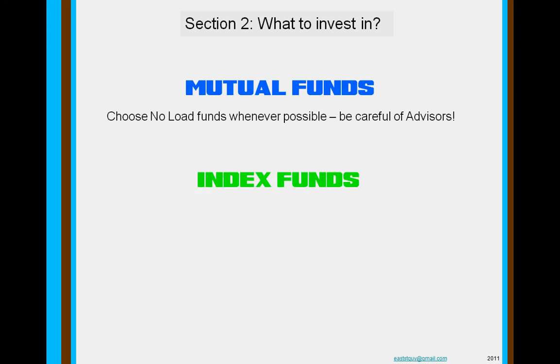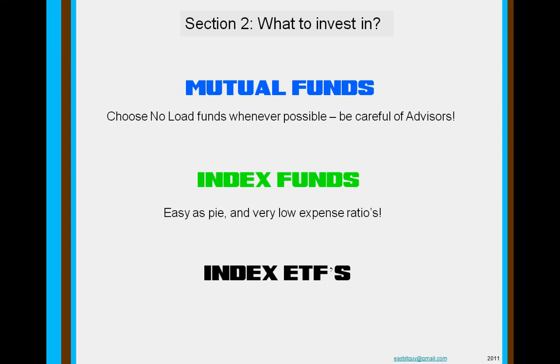Now, better than mutual funds are index funds. This is because something like 80% of mutual funds fail to beat the index they're measured against. So why not buy the index itself? Index funds are great because they're not actively managed, and so they have low expense ratios, aka they're cheap to own. But even better than index funds are index ETFs.